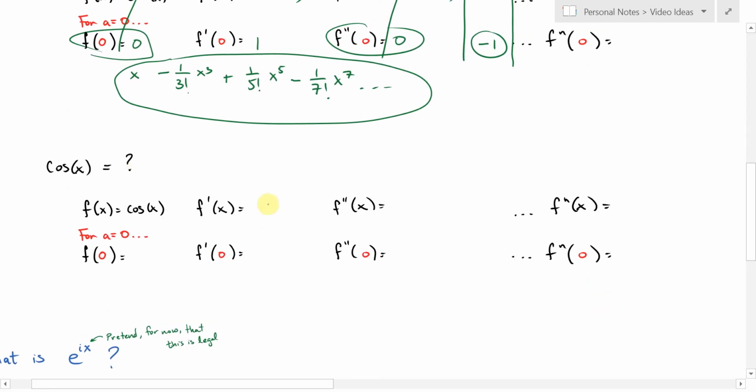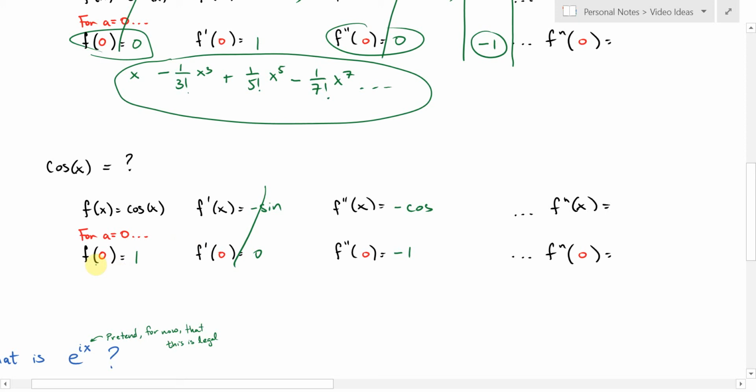So the derivative of cosine is negative sine. The double derivative would be negative cosine, and then so on and so forth. When you evaluate cosine at 0, you get a 1. Sine at 0 gives you 0. Negative cosine gives you negative 1. So it's a very similar picture, except everything's kind of off by 1. Instead of the even terms vanishing, it's the odd terms that vanish.